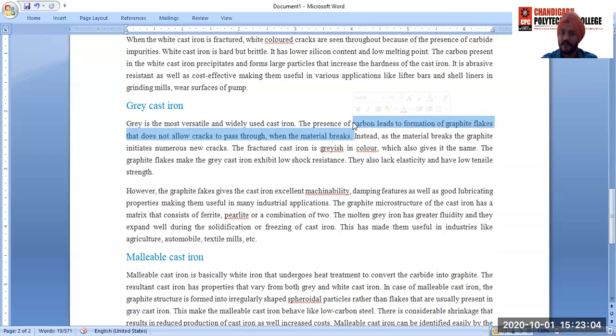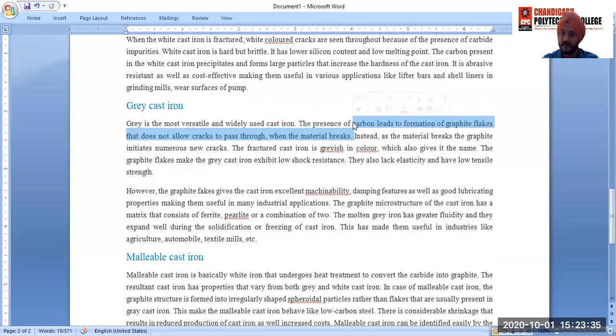The graphite flakes make gray cast iron exhibit low shock resistance. They also lack elasticity and have low tensile strength. Basically, cast iron is a brittle material, and it lacks elasticity and has very low tensile strength. You cannot use it for tensile working processes or elastic purposes because it is brittle in nature.